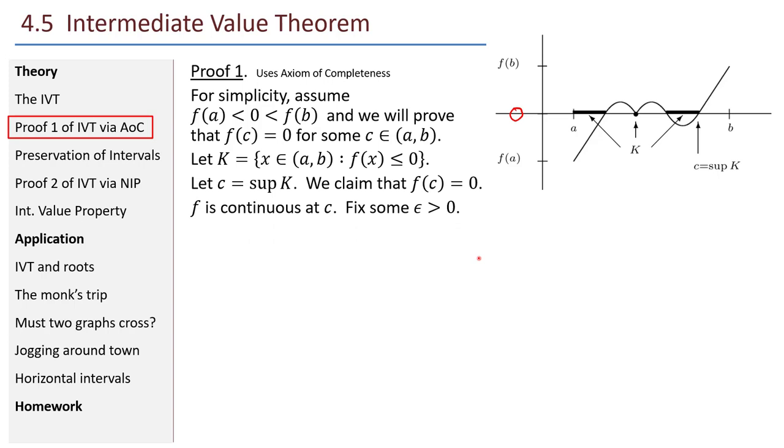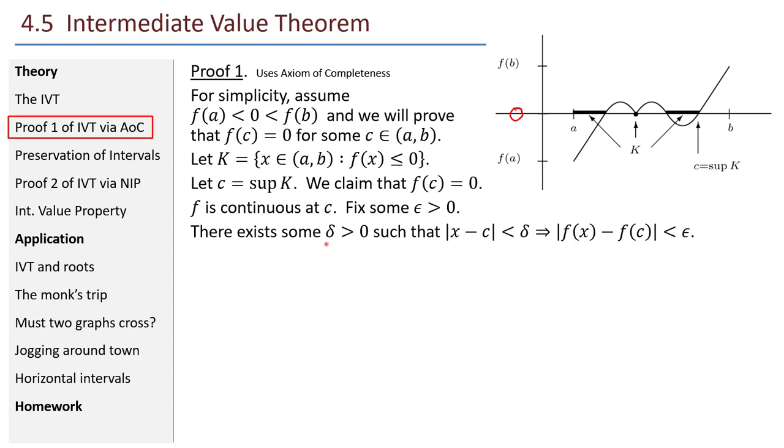F is continuous at c, so fix some epsilon greater than 0, and we know there exists some delta greater than 0, such that absolute x minus c less than delta implies absolute f of x minus f of c strictly less than epsilon. I'm going to rephrase that last sentence in a different way that will be very useful to us. It turns out that f of c is strictly between f of x minus epsilon and f of x plus epsilon for all x in the interval c minus delta to c plus delta.